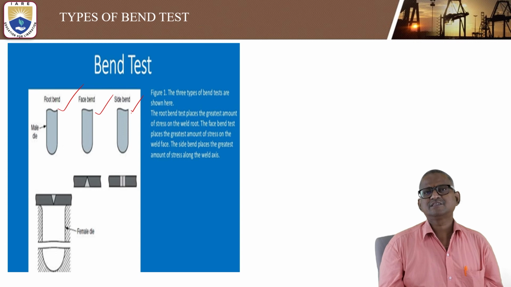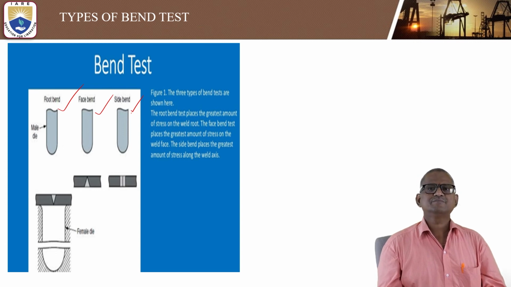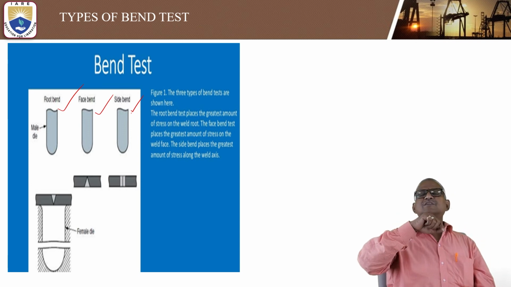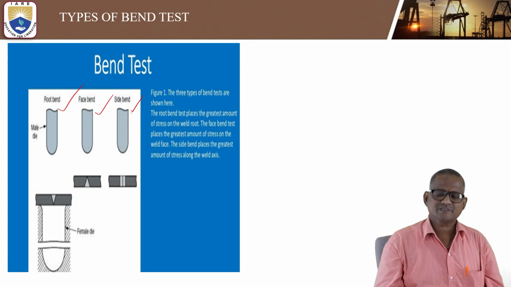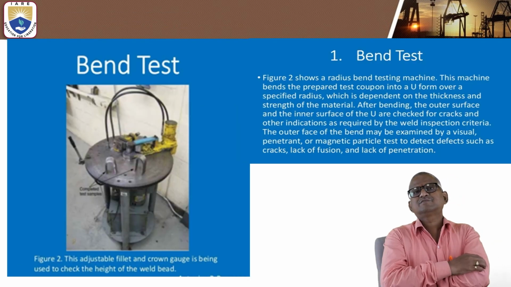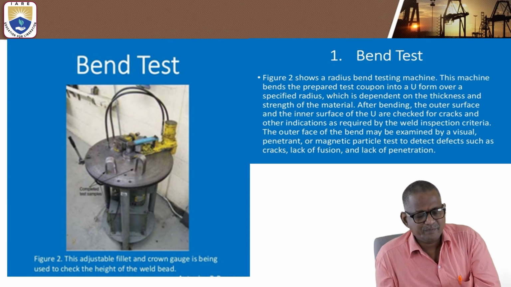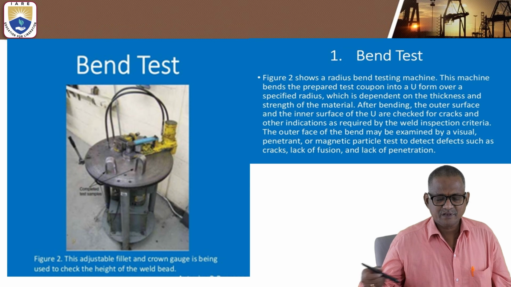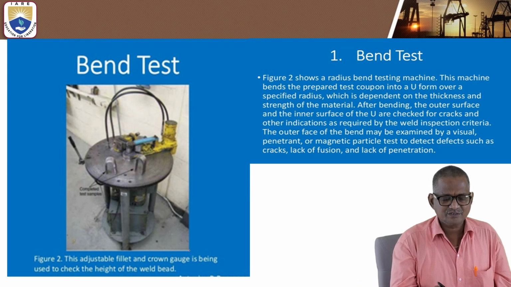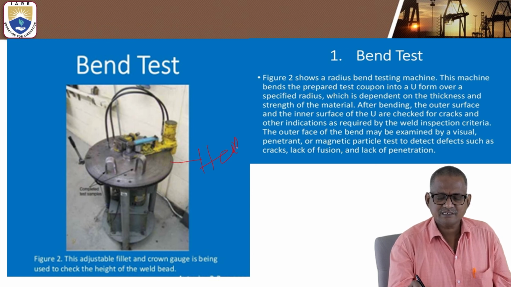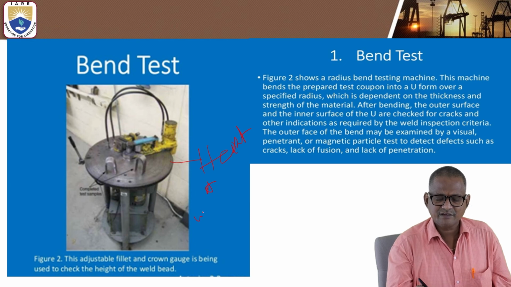These are the three basic classifications of the bend test. In root bend, the inside is supposed to be stretched, and then the growth may be obtained effectively. Here is another setup of the bend test. This adjustable fillet and crown gauge is used to check the height of the weld bead.